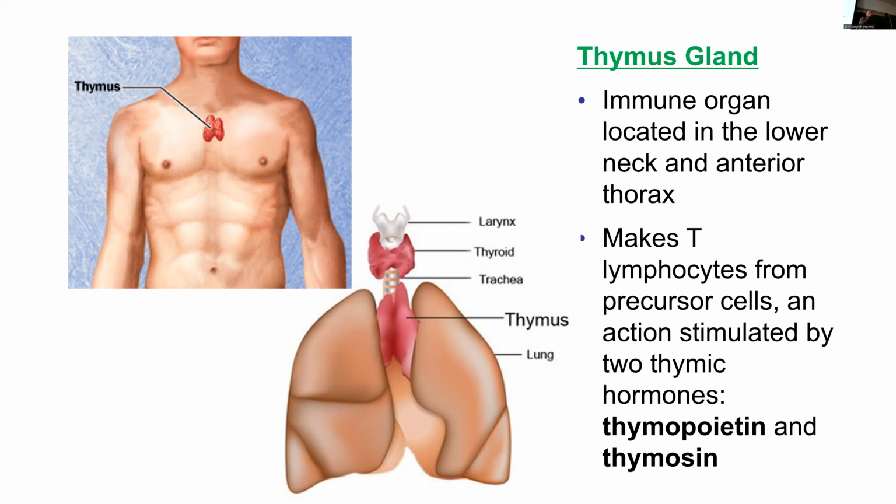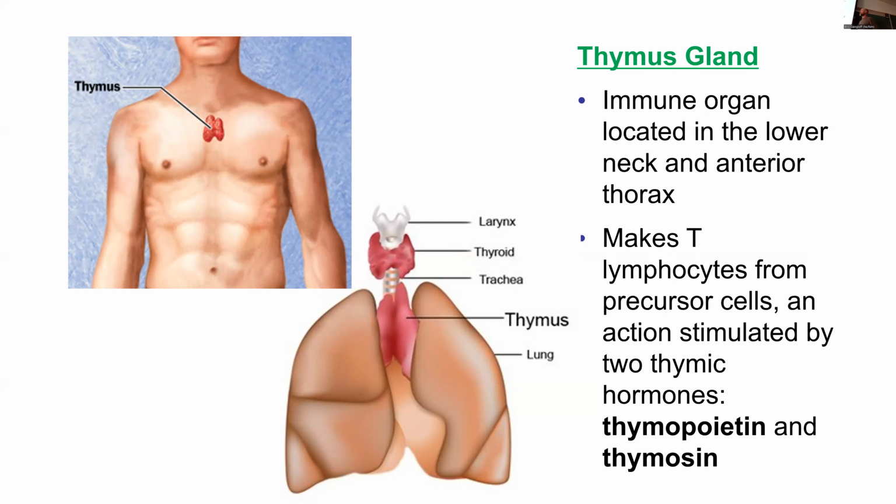So remember, your lymphocytes all originate in the red bone marrow. Some of them circulate to the thymus, where they become these T lymphocytes. And this activity is regulated by two thymic hormones, thymopoietin and thymosin. I'm not going to get into the details of this pathway at all.